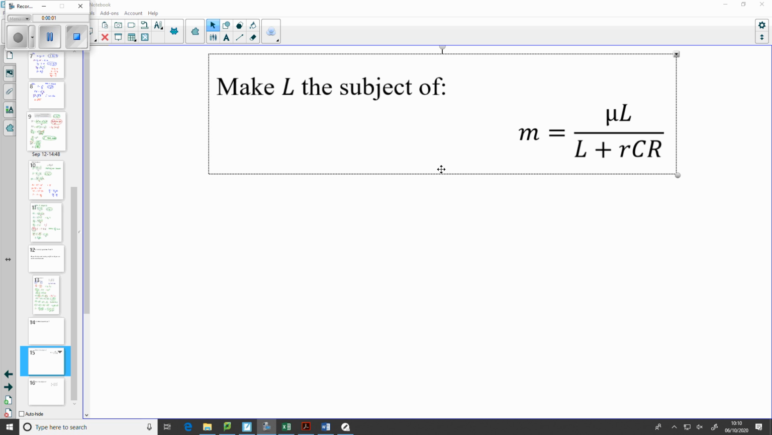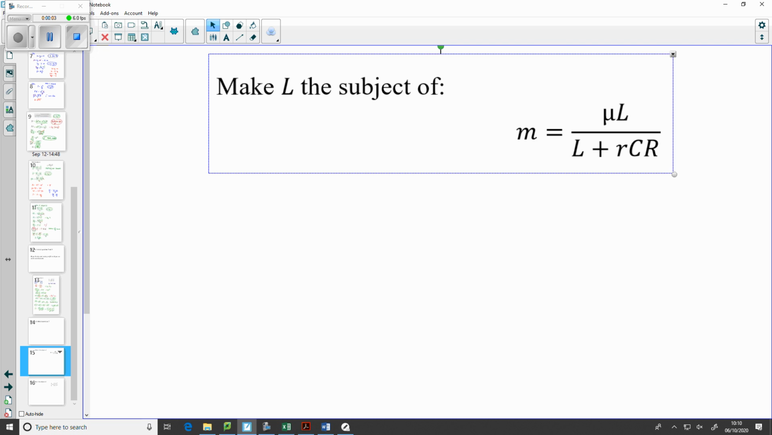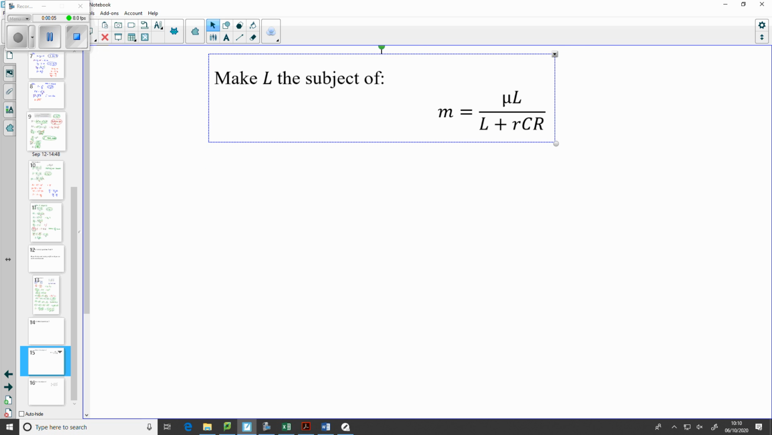Take a look then, shall we? So the first one is make L the subject of. So we're interested in getting this and this together somehow, because we've got two L's. Also, that line across the top there implies that they're not normally written brackets around that bottom term.